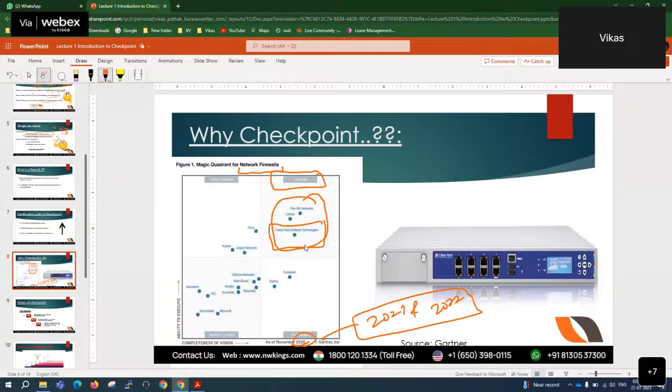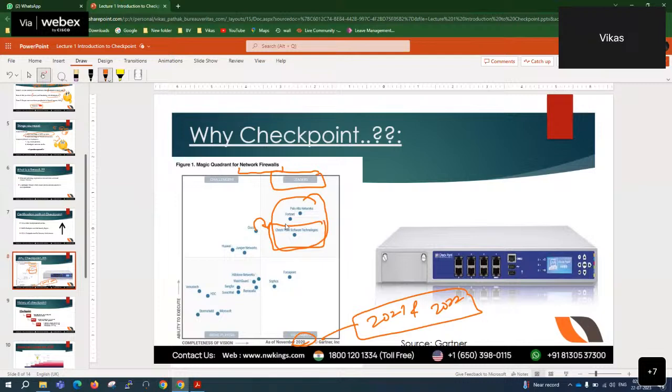Earlier, before 2020, I believe in 2018 and 2019, Cisco was also part of this section, but now Cisco is not part of it. So if you're learning Checkpoint, this is really a very good technology. Gartner is also saying that it's a leader. So it's a very new and good technology to learn.